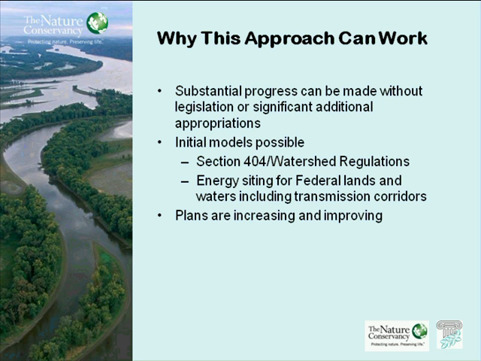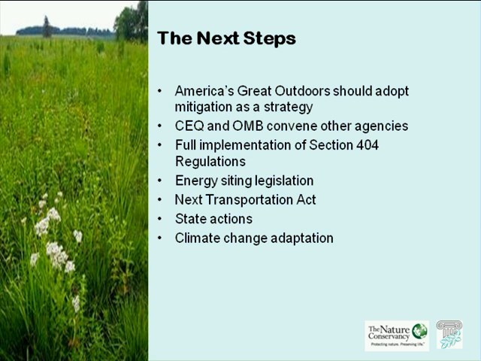And the number of plans, eco-regional plans, other kinds of plans that can provide the ecosystem or watershed framework for the intelligent use of mitigation is increasing. State wildlife plans, state forestry plans, endangered species recovery plans. The raw material is there to do this well. Next. So what are the next steps?